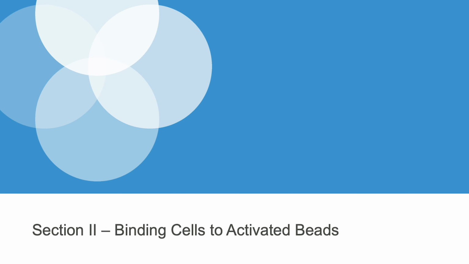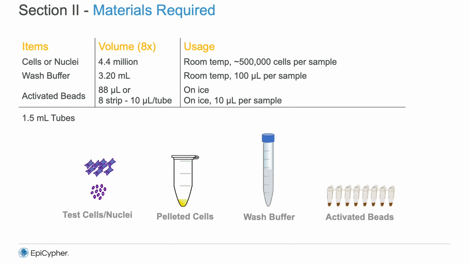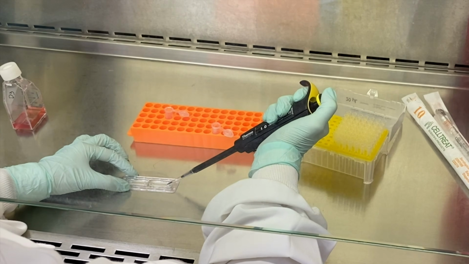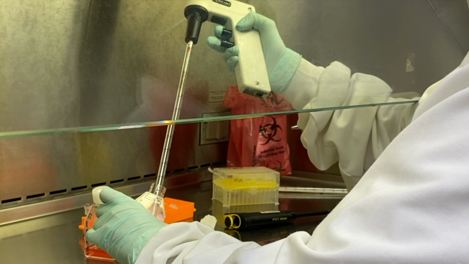If working with inputs other than native cells, please see the protocol variations section of this video before proceeding with section 2. Here are the required materials for this section. Please make sure your wash buffer is at room temperature to avoid shocking your cells. We are shooting for around 500,000 cells per sample, so you will need 4.4 million total cells per 8-strip tube to account for potential bead loss at wash steps. You will also want to determine the percentage of viable cells, which should be greater than 95%.